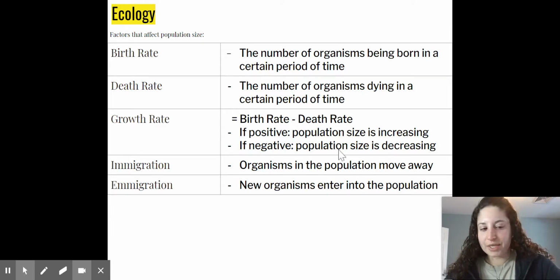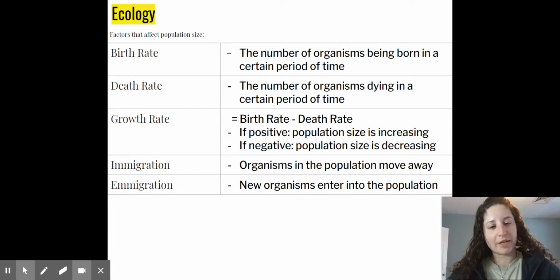So immigration with an I, immigration, is when organisms in the population move away. So if you are currently in the United States and you're moving to Canada, you would say, I immigrated from the United States. Emigration would be organisms entering into a population. So if we go back to that example of moving from the US to Canada, you would say, I'm emigrating into the Canadian population.